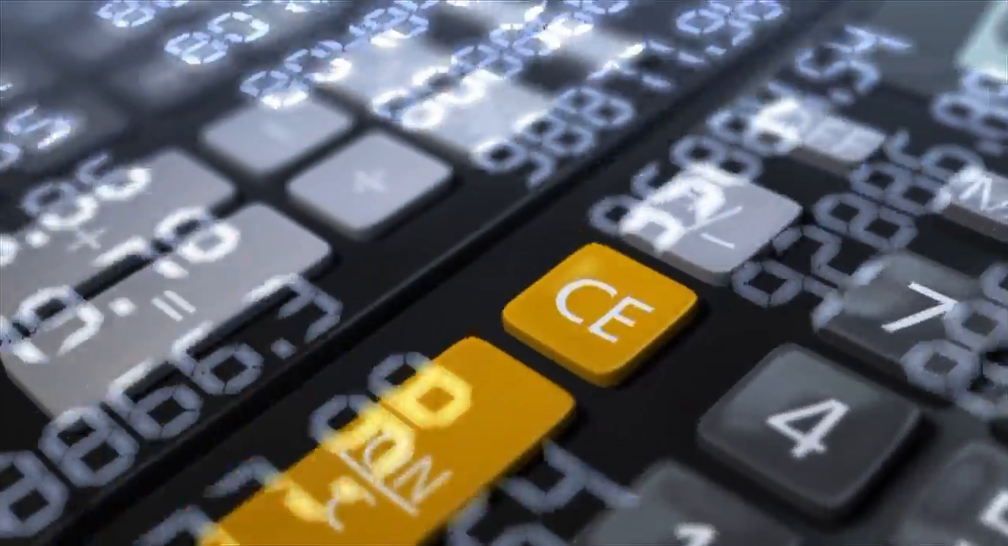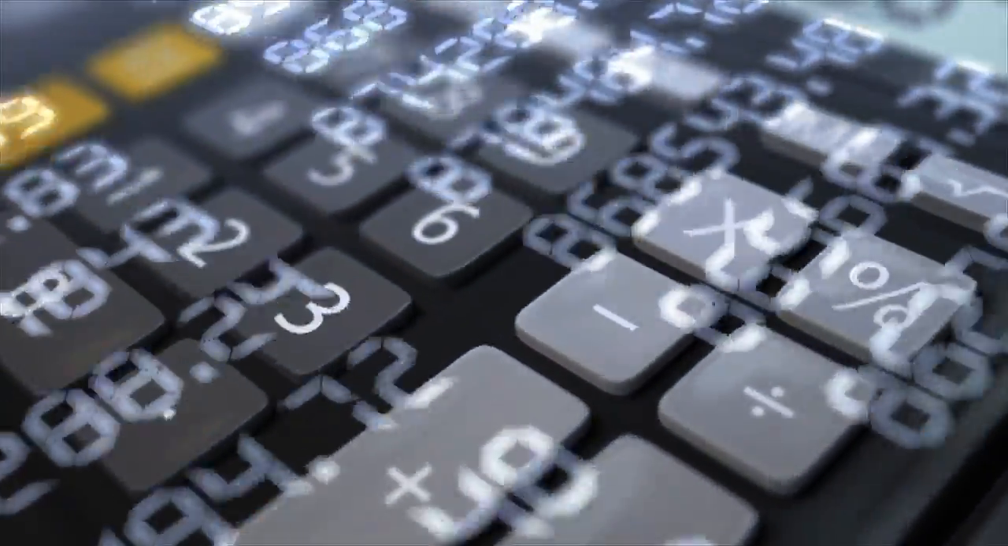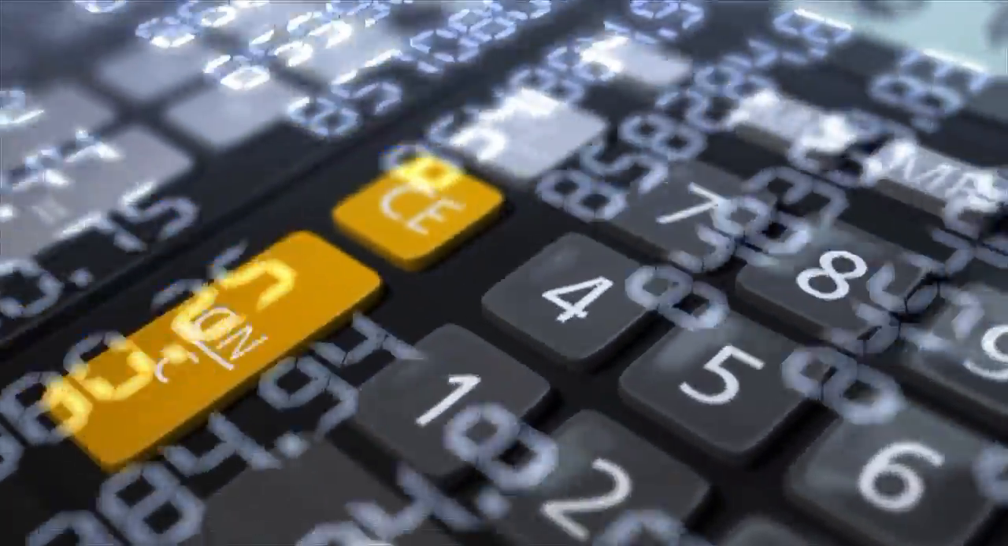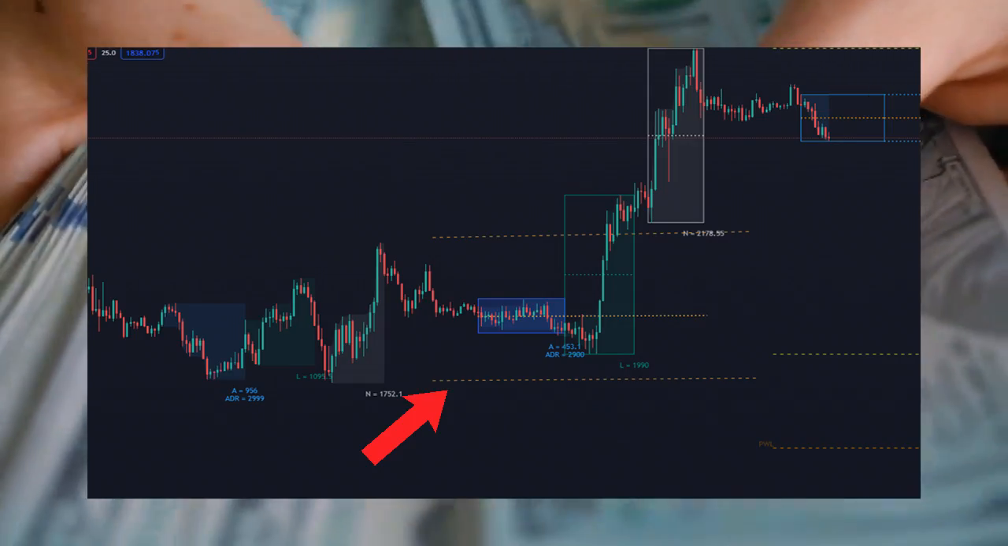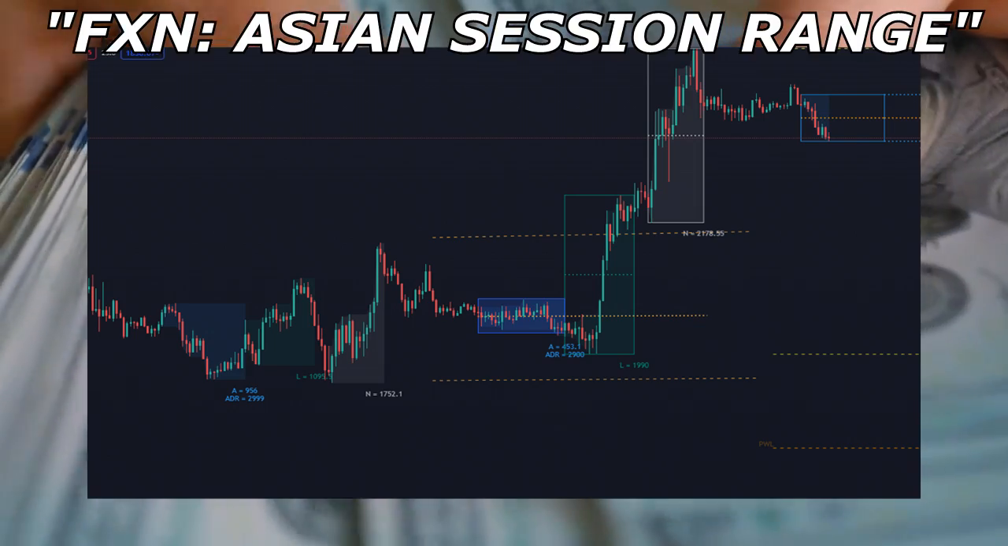Before watching this video, make sure to check out my previous video on indicators so you can have the same indicators shown in this video. Now, to identify a reversal, you need to look at the previous day's high and low, which are visible through the use of the FXN indicator.